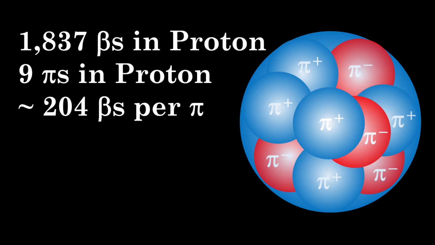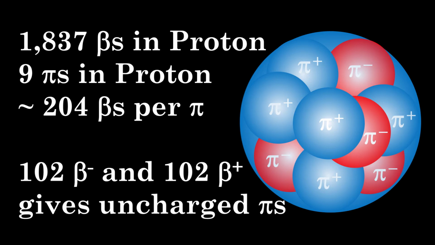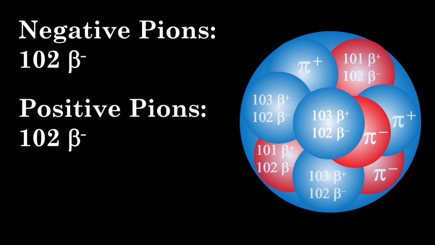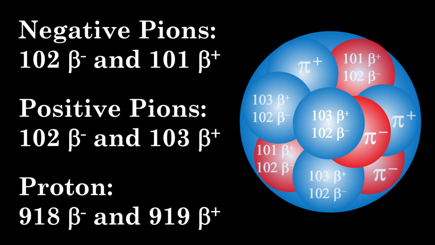The pions in our proton model contain, on average, 204 beta particles, 102 beta electrons and 102 beta positrons, yet each still carries a charge. This configuration can be accomplished if the negative pions contain 101 beta positrons, giving them 203 betas and a -1 charge, and the positive pions 103 beta positrons, giving them 205 betas and a +1 charge. This gives the proton 1,837 betas that average 204.11 betas per pion.